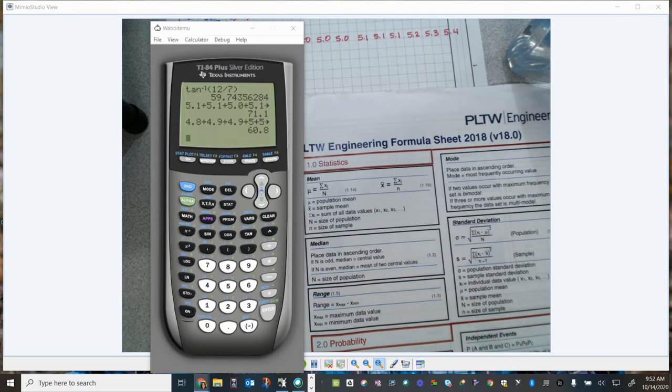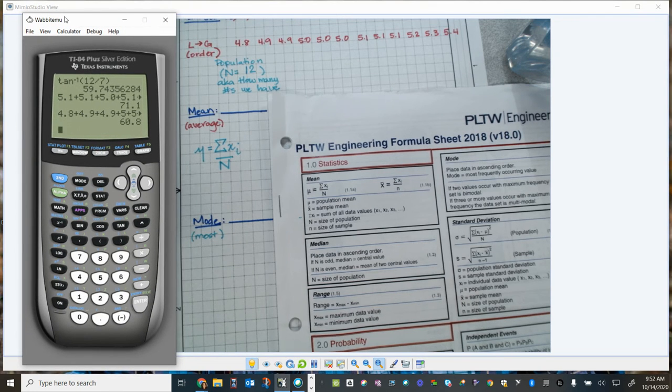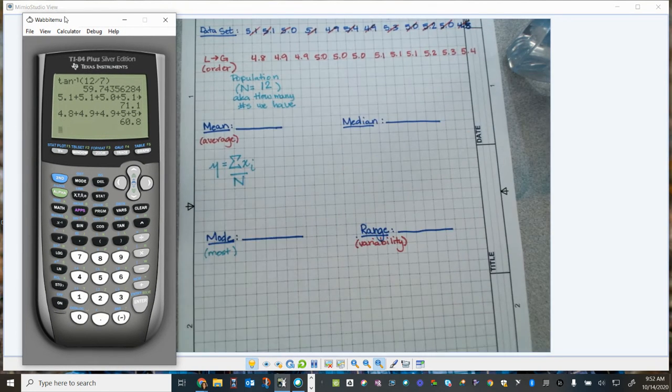Okay, when I added up all my numbers, I got a sum of 60.8. I actually made a mistake. That's what that second line is. So it's really important when you're typing all these numbers to watch your calculator carefully and make sure that you get them all entered accurately, which I totally failed and made a mistake.